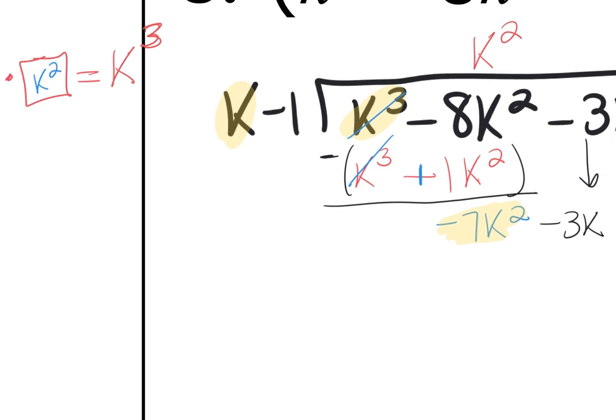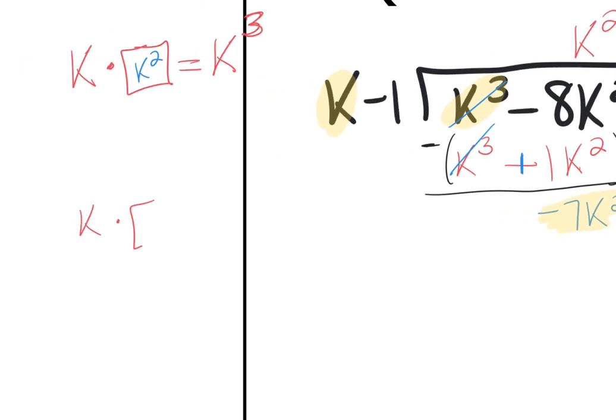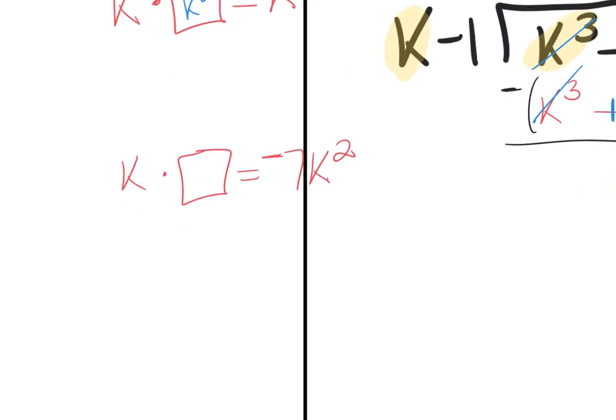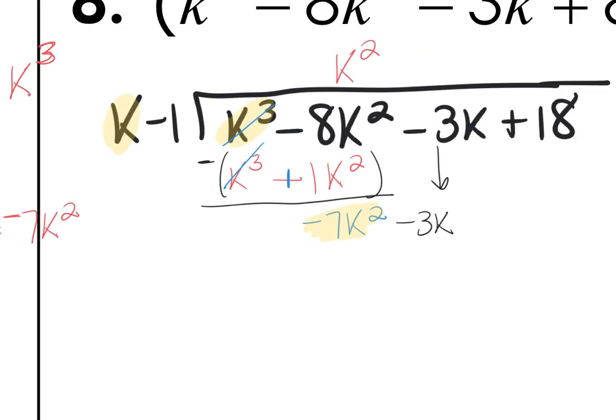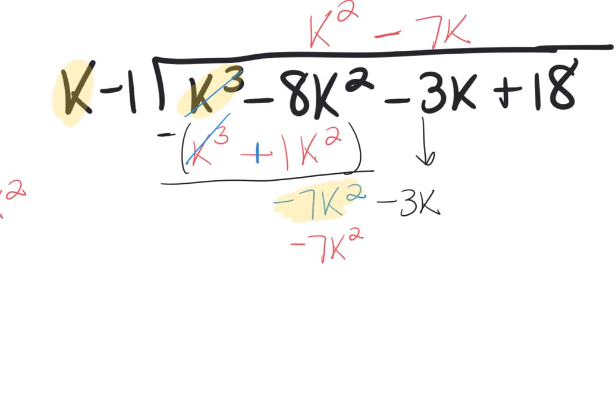And you could write this out off to the side if you wanted to. Right now I'm thinking k times what gets me negative 7k squared. Negative 7k? Yes, negative 7k. That's what's going to go up on top next. Negative 7k. So now we did the divide. Now I multiply. So negative 7k times k. That's going to be negative 7k squared. Negative 7k times negative 1. Watch your signs. Negative times a negative, that'll be positive 7k.